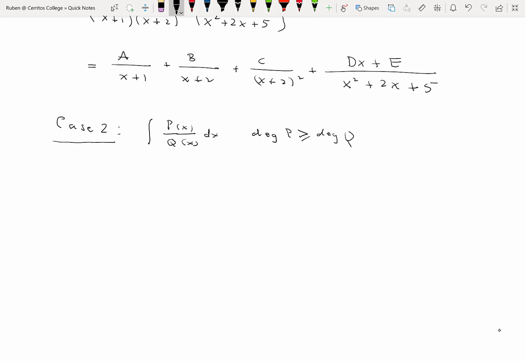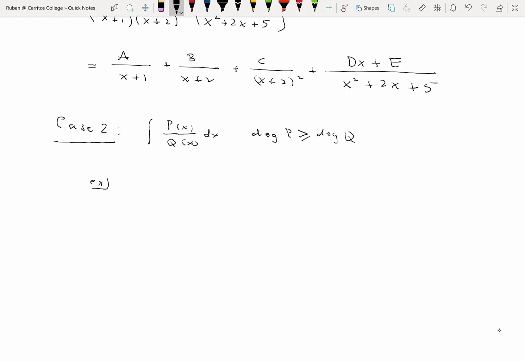So in this last case, we're still integrating this rational expression, p of x over q of x, but the degree of the numerator is greater than or equal to the degree of the denominator. All we'll really require here is one good example, so I'm going to dig into the example and show you how to do this.